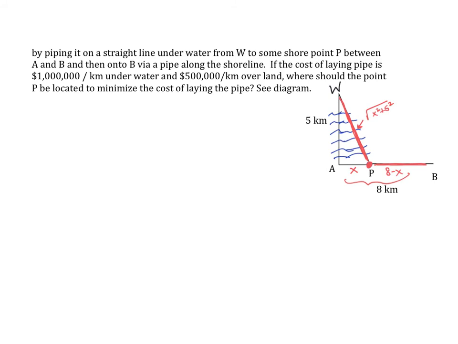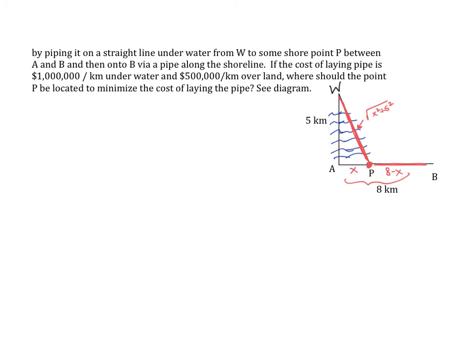Right? If x is 0, then it's obviously just going to be 5. So this is the distance underwater. This is the distance over the land. There's a reason why I picked this as the x, because if I would have put the 8 minus x here, then this becomes a pretty nasty equation right there.